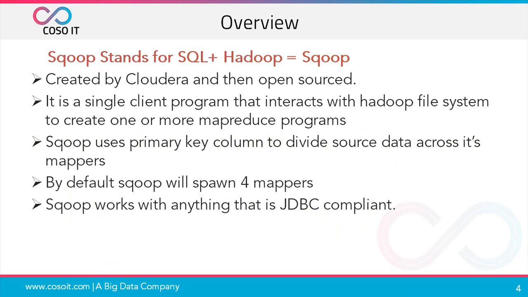Sqoop stands for SQL plus Hadoop. That makes the word Sqoop. It was created by Cloudera and then became open source. Sqoop is a command line tool and is a single client program. Whenever you write a Sqoop command, Sqoop internally generates MapReduce code to transfer the data. Sqoop splits the data source, or we can say divides the task among mappers, on the basis of the primary key in the table. By default, Sqoop creates four map tasks, which we can configure using a Sqoop command that we will see later in the video.